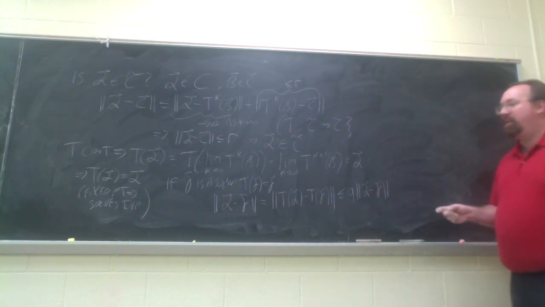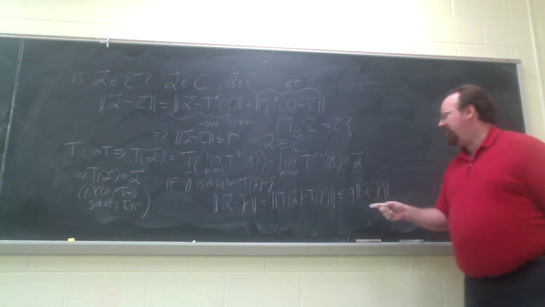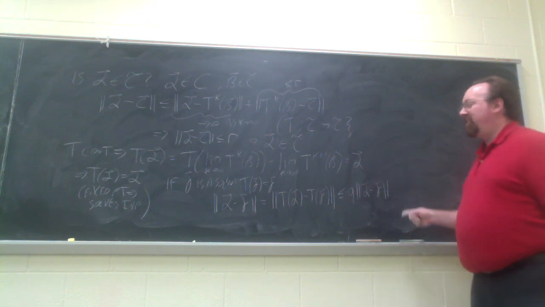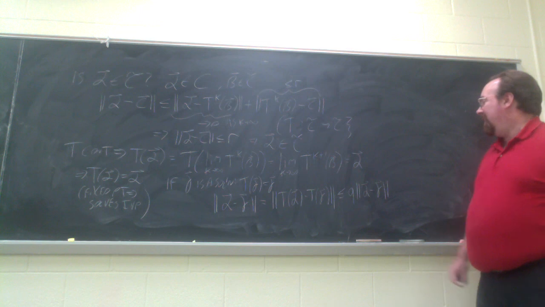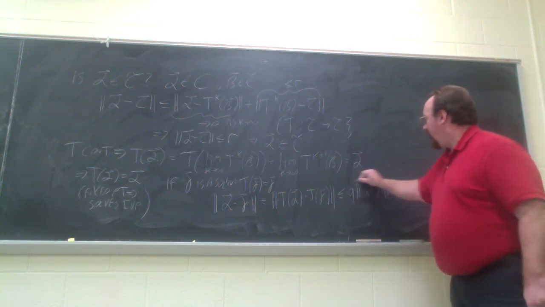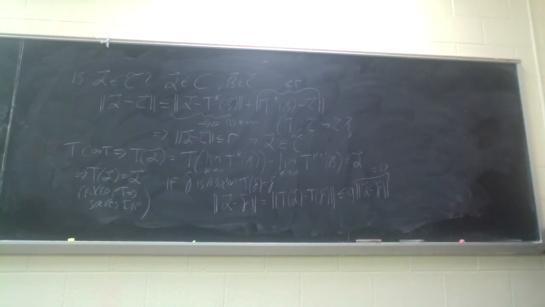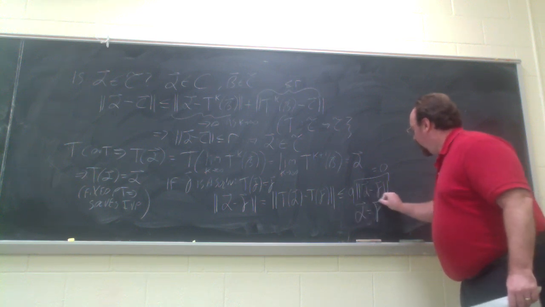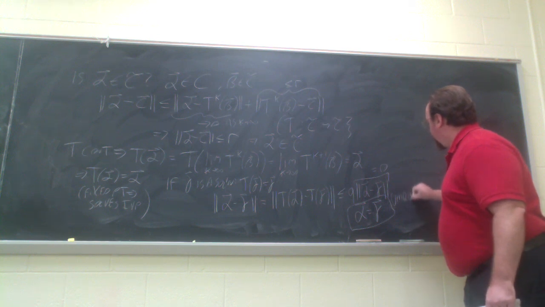However, Q is less than 1. So basically I'm saying that the norm of alpha minus gamma is less than the norm of alpha minus gamma. The number cannot be less than itself. That would be weird. So the only way it can happen is that this has to be 0. So alpha has to equal gamma. So that is uniqueness.